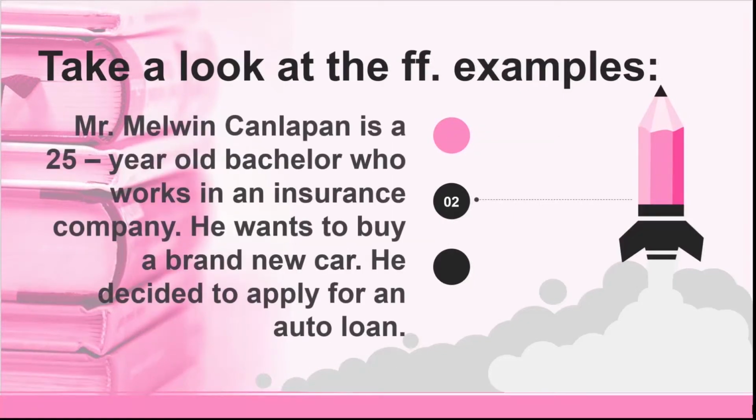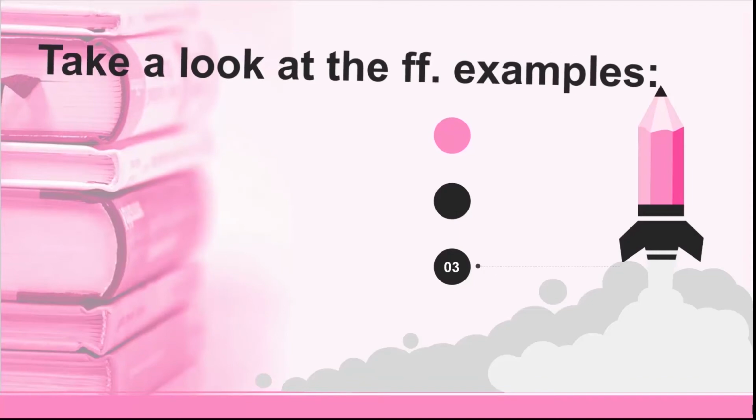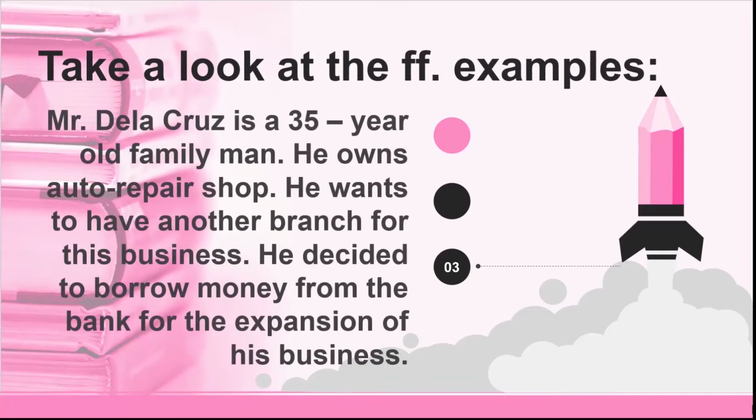Next example, Mr. Melvin Canlapan is a 25-year-old bachelor who works in an insurance company. He wants to buy a brand new car. He decided to apply for an auto loan. Mr. De La Cruz is a 35-year-old family man. He owns an auto repair shop. He wants to have another branch for his business. He decided to borrow money from a bank for the expansion of his business.